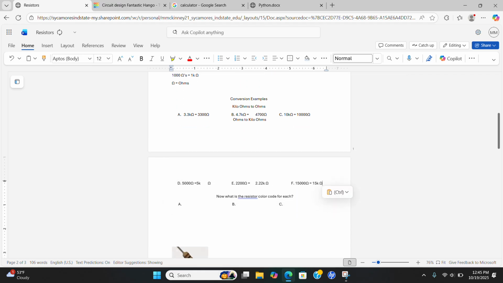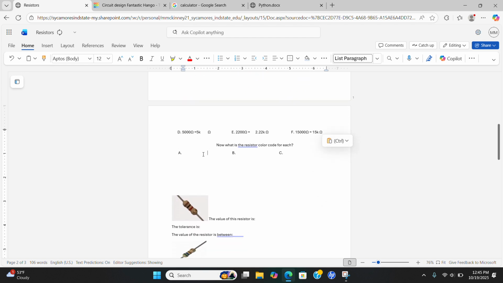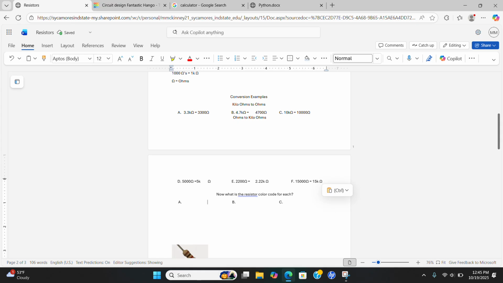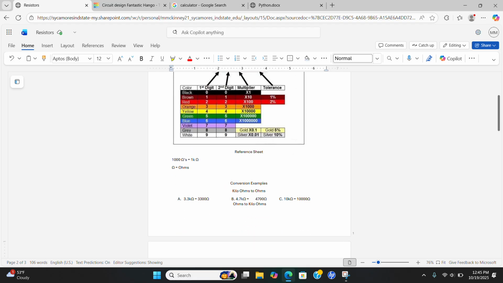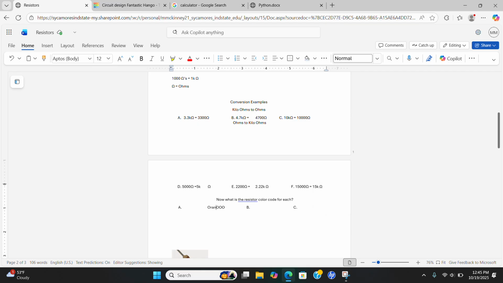Now from these values alone, what are the resistor color codes? And I'm going to do it for all of them. So let's start with the first one, 3.3 kilo ohms. Well, a 3 is an orange, and since you have 0.3, you have another orange. And since you have two zeros in 3,300 ohms, it would be red. So it's orange, orange, red.